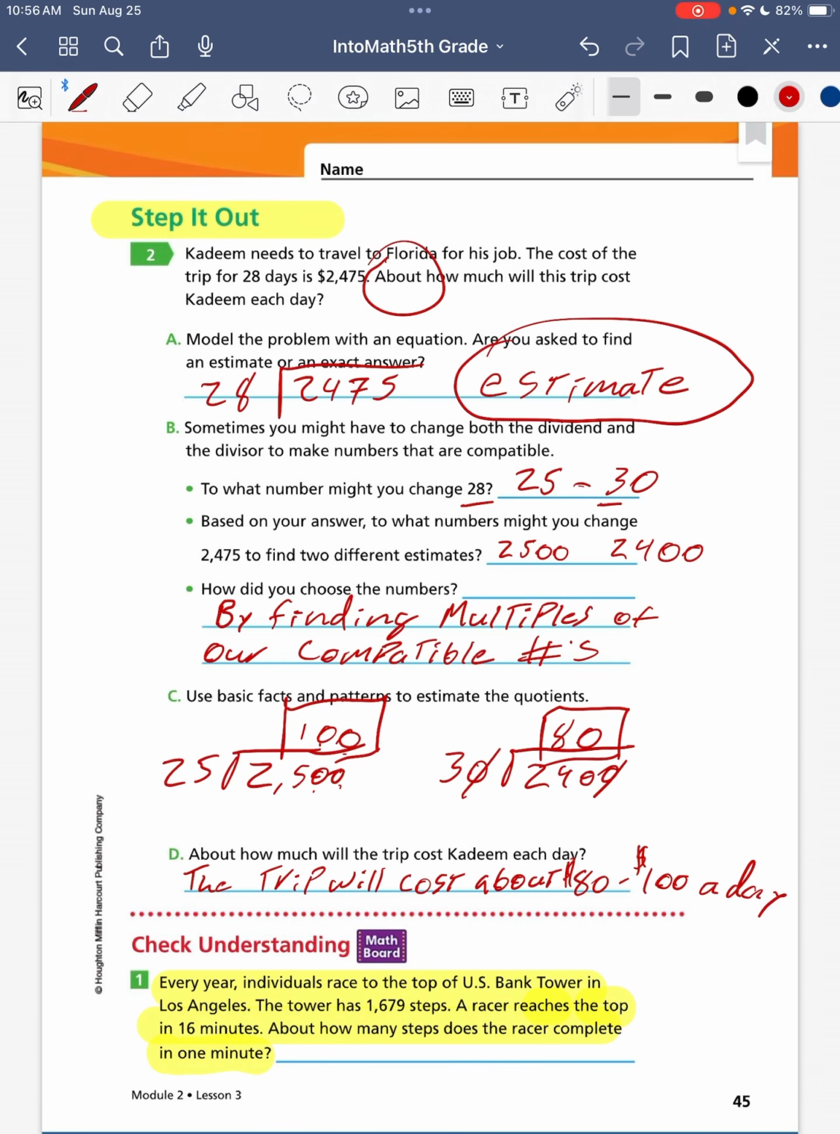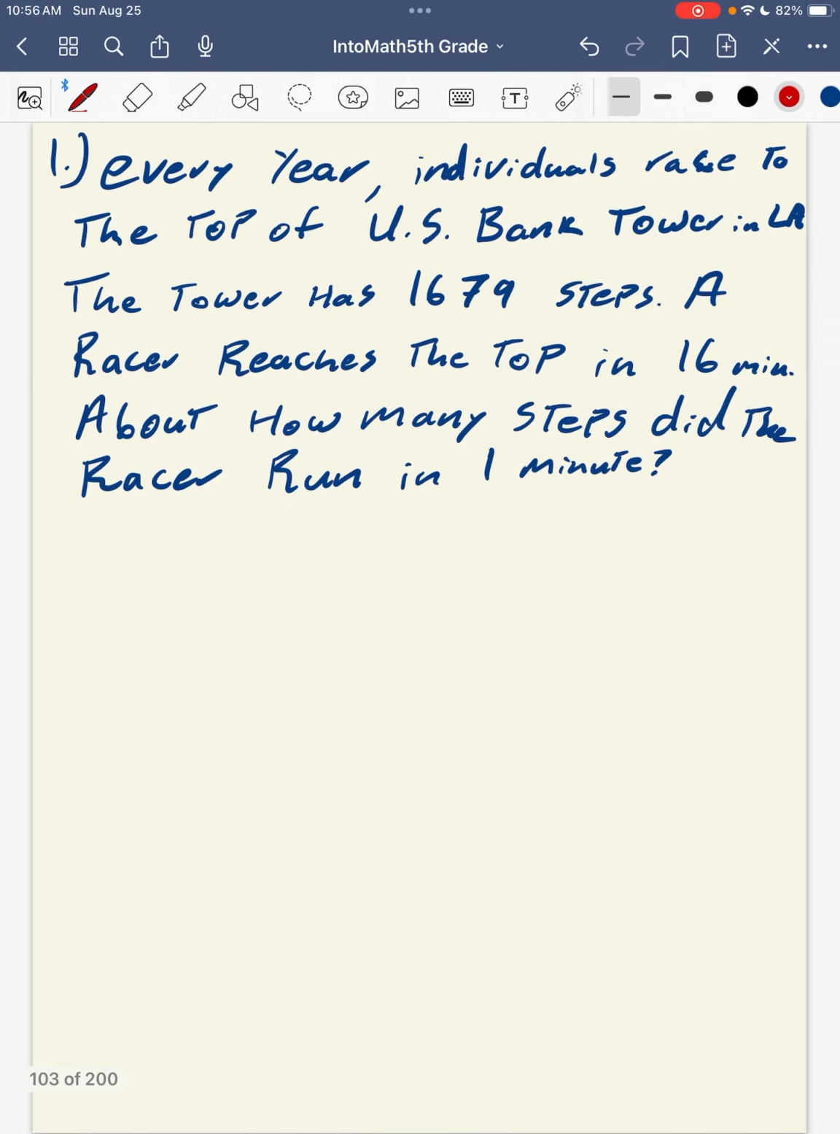On to check for understanding. Question number 1. We're going to do this on the next page. Every year, individuals race to the top of the U.S. Bank Tower in Los Angeles. The tower has 1,679 steps. A racer reaches the top in 16 minutes. About how many steps did the racer run in 1 minute?